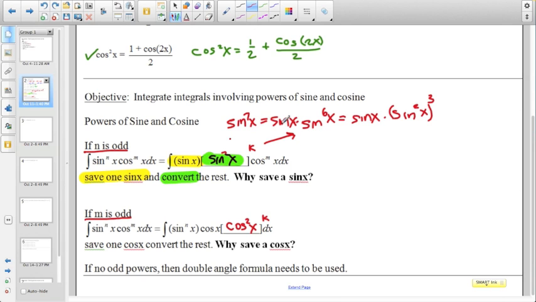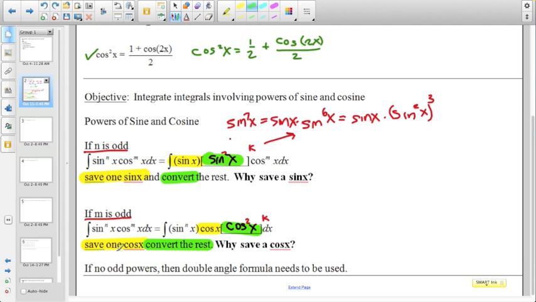Cosine to the 7th x would be cosine x times cosine to the 6th x, which would be cosine x times cosine squared cubed. And again, the whole idea here is to save that odd power. So we're going to save one cosine here to substitute out in the u sub, and then we're going to convert the rest, the even powered cosines, to sine.